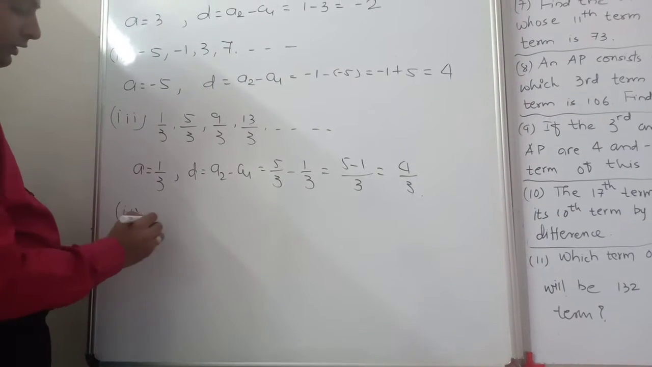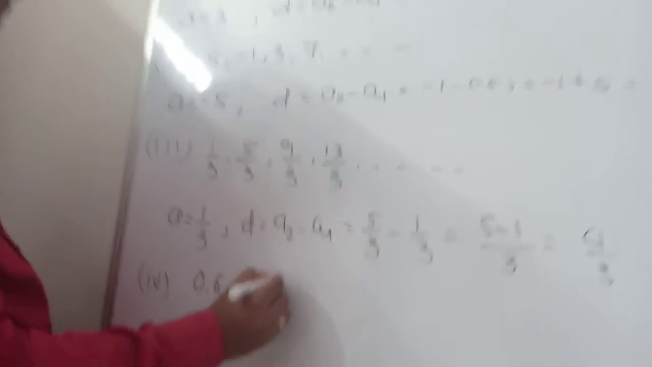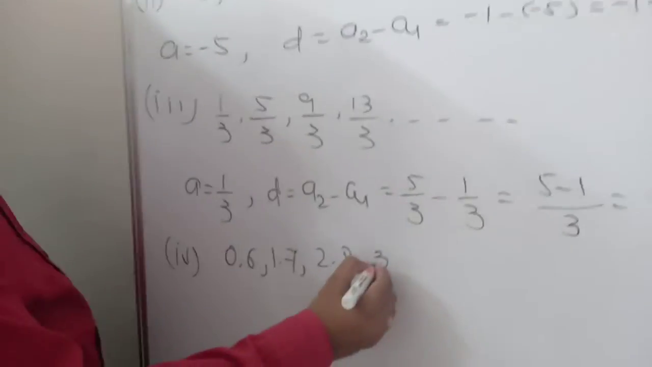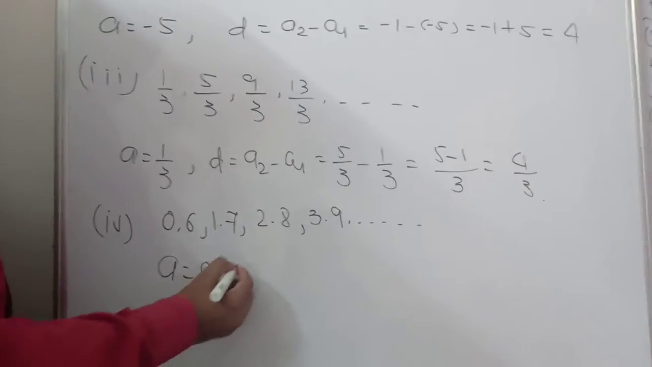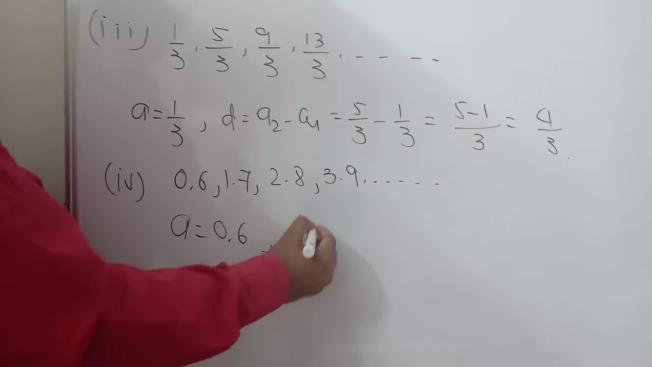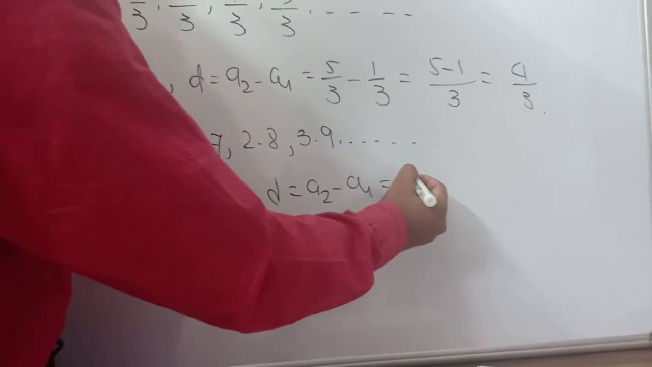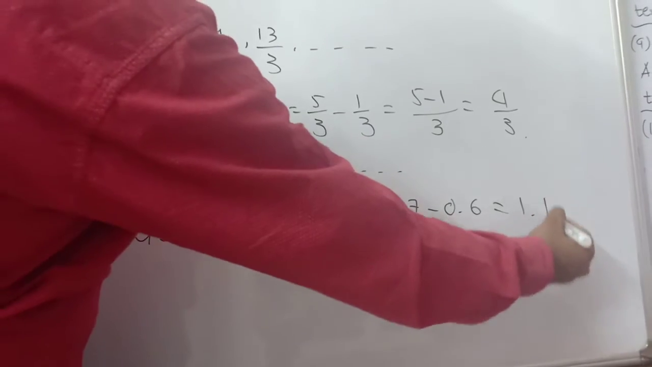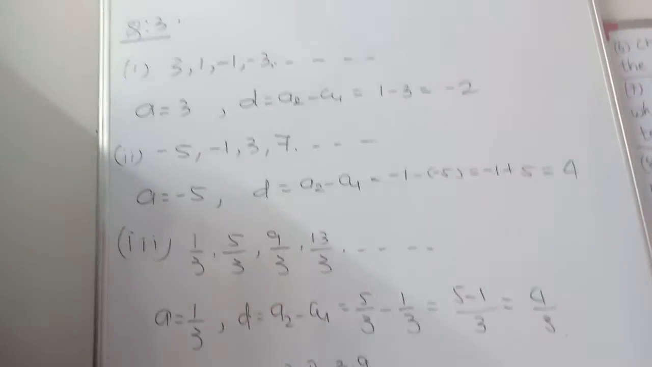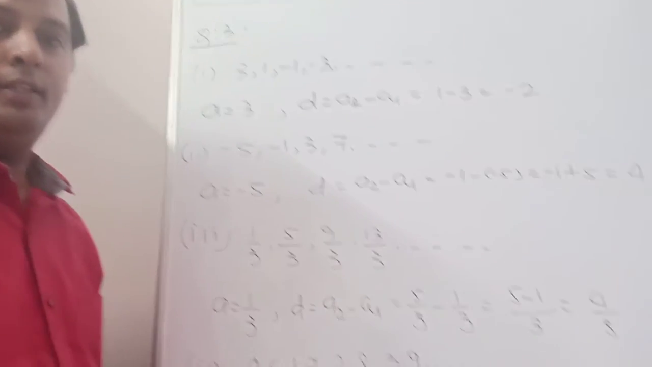So this is the fourth one: 0.6, 1.7, 2.8, 3.9, and so on. Clear? So here the first term is 0.6, and common difference means second term minus first term, right? So here the second term 1.7 minus 0.6 and we got 1.1. So you all understand that. So common difference and also the first term. Clear? Okay.